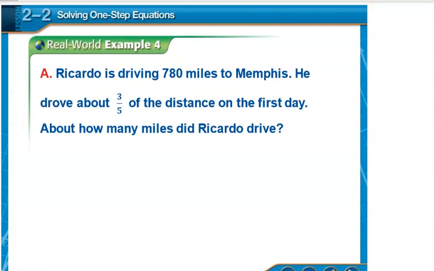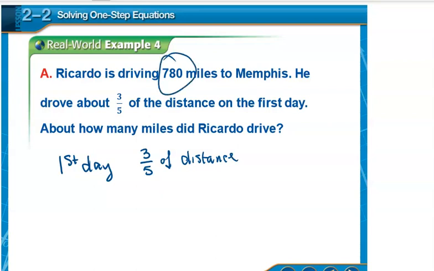All right, and then the word problems. Ricardo's driving 780 miles to Memphis. He drove about 3/5 of the distance on the first day. So we want to know how many miles he drove. So this is the first day, and I diagram these out. The first day, he drove 3/5 of the distance. And then the distance is 780 miles. Of goes with multiplication, so we want to know what 3/5 of 780 equals. And that'll be his day 1 distance.